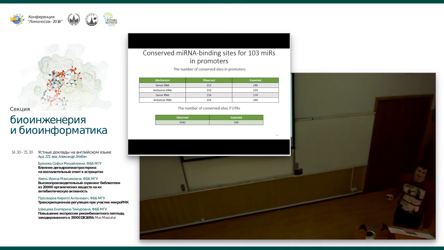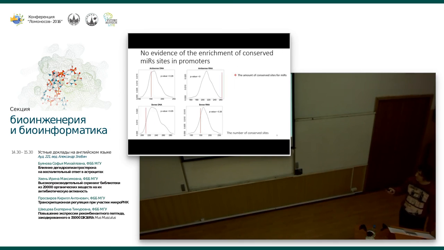So we've come to the computational part. We obtained the number of conserved sites for 103 conserved microRNAs in promoters in 7 species up to the horse. Promoter regions can be conserved for many reasons, so there is a clear need for a control. As a control, we obtained artificial microRNAs by permutating microRNAs, preserving nucleotide content. This number corresponds to expected. As you can see from the top table, the numbers for observed and expected sites do not seem to be different. If you compare them to the numbers of conserved sites in 3' UTRs, where observation is six times more than expected, we may say that there is no enrichment of conserved sites in promoter regions.